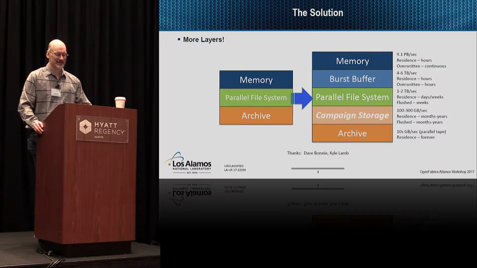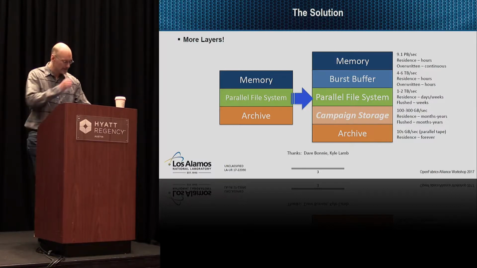We've added a burst buffer between memory and parallel file system. That's a bunch of flash. The idea is that you can offload the checkpoint from the machines a little faster and get the machine back to work again, and then pick maybe 1 out of n of the burst buffer writes off to parallel file system. Similarly, we've added a layer between the PFS and the archive, which we call campaign storage.